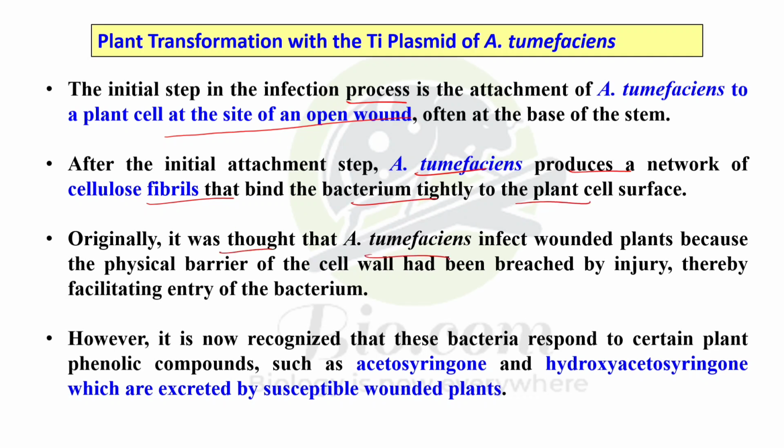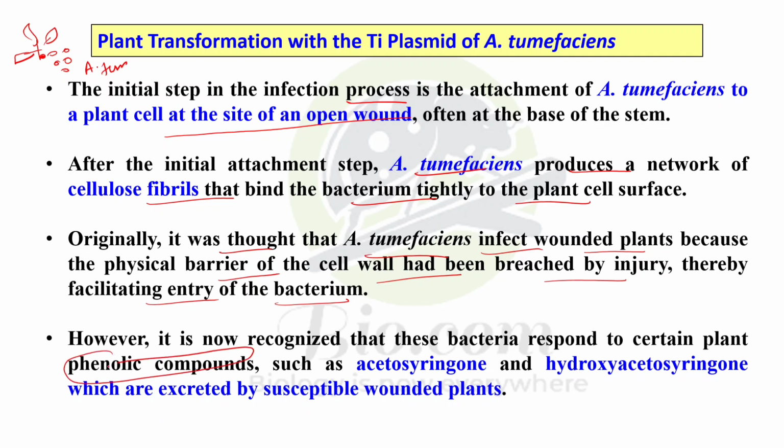Originally, it was thought that A. tumefaciens infect wounded plant because the physical barrier of the cell had been breached by injury, thereby facilitating entry of the bacterium. जैसे मैंने मेंशन किया था, जैसे ही प्लांट में कोई इंजरी आ रही है, अगर हमारा प्लांट है, सपोज कि यहाँ पे इसको सर्टेन काइंड ऑफ इंजरी आई है, it will release some substance which will be sensed by the A. tumefaciens. एंड वहाँ से क्या रिलीज होता है, what kind of substances are released.